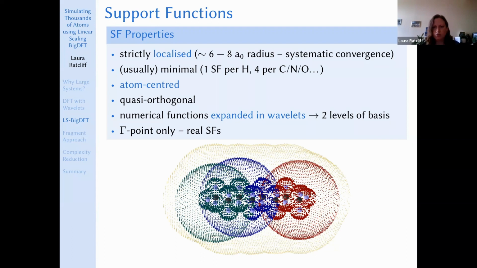And these are fully numerical functions which are expanded in a wavelet basis set. So they live on a grid still, but in strict localization regions, which are these spheres I show here. But we still inherit the coarse and the fine grid of the cubic scaling BigDFT code. And also for linear scaling BigDFT with the support function approach, we work at the gamma point only, so we can have real support functions.